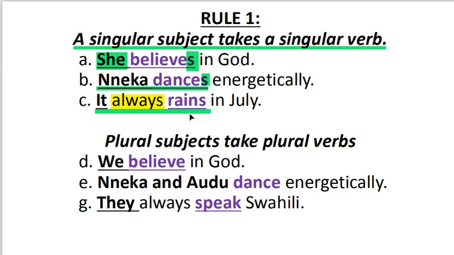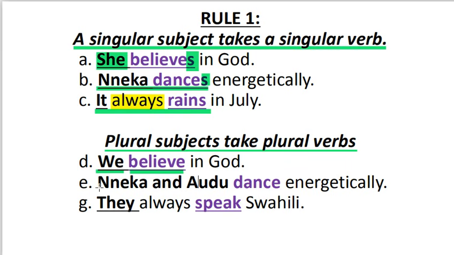Rains is the verb. The second part, plural subjects take plural verbs. Plural subjects take plural verbs. As in example D, we believe in God. In this case, since the subject is plural, we is more than one person. That means the verb believe will also be in plural form, and that is the verb without S. We believe in God. Plural subject, plural verb.